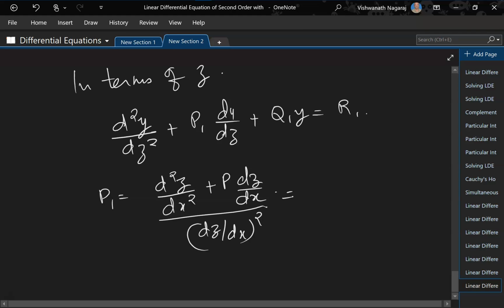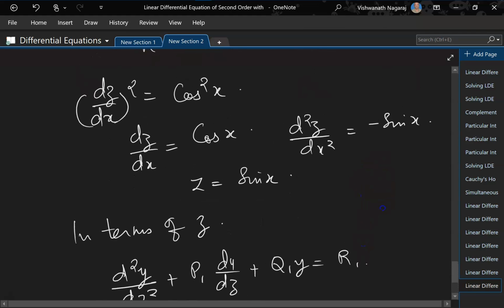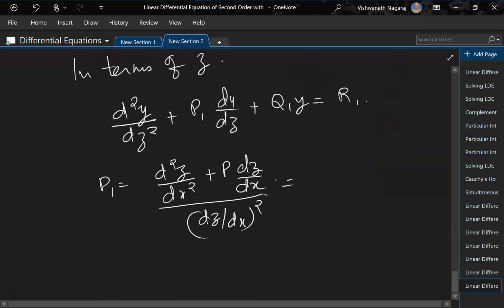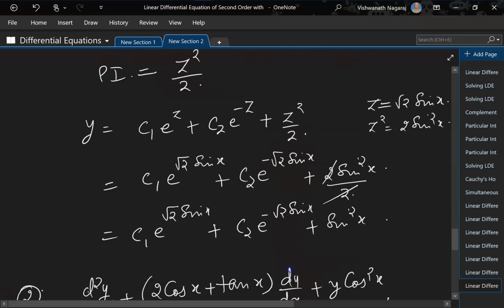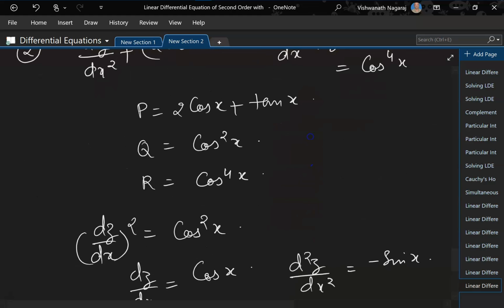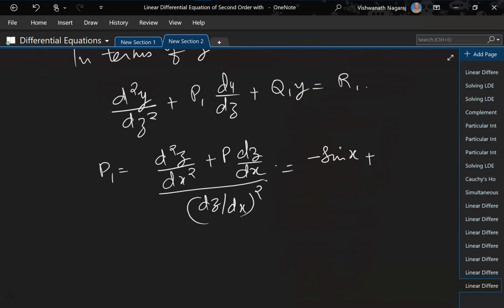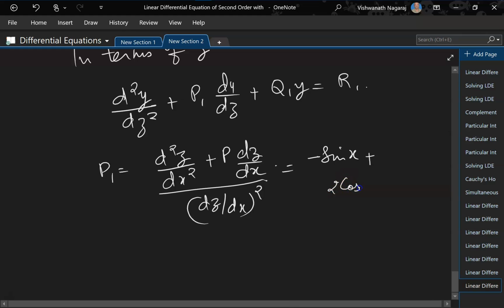Let's do the substitutions. d²z/dx² is minus sin x. Minus sin x plus p. Now p is what? P is 2 cos x plus tan x. So 2 cos x plus tan x.